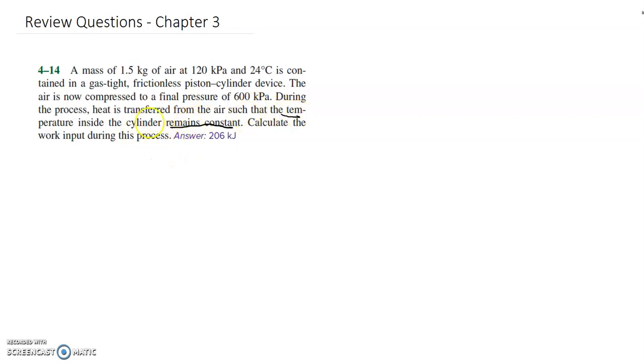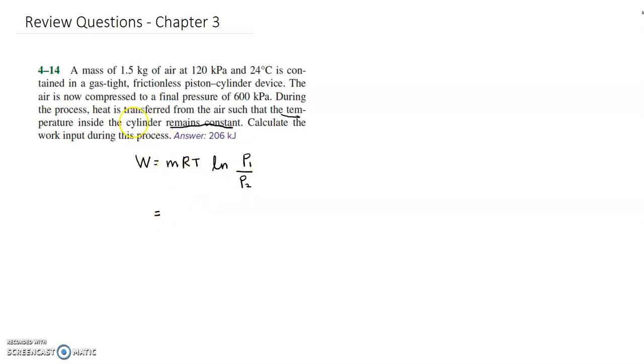So for temperature remain constant, this is the keyword here. So this is isothermal case. So you have to use this formula: W equals to mRT ln P1 over P2. Many students got confused whether to use P2 over P1 or P1 over P2. Later we will see the calculation and whether this works or not.